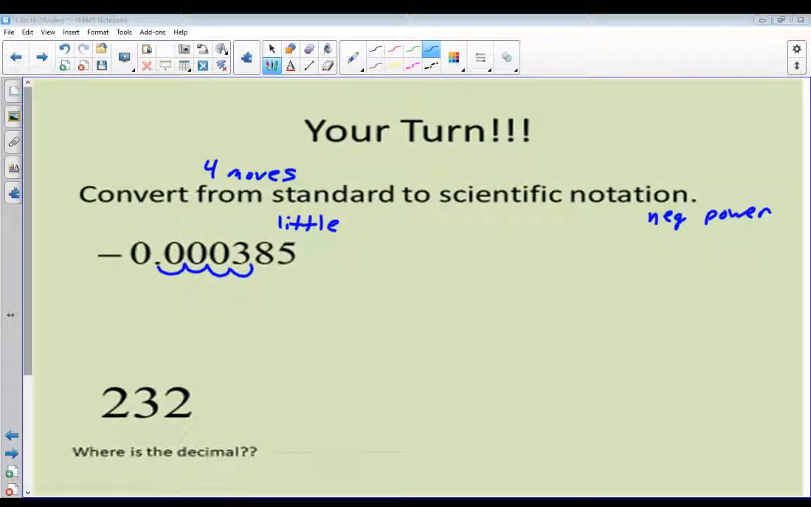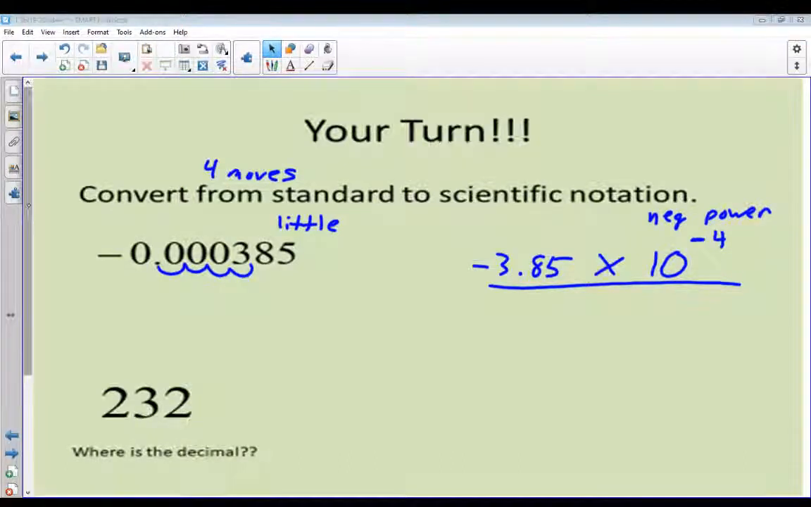So in other words, that means our number in the front will be negative 3.85. And that's between 1 and 10. So now we'll write times 10 to the power of 4, because we did 4 moves, but we got to make it negative because we started with a little number. And there you go. That's the answer in scientific notation.